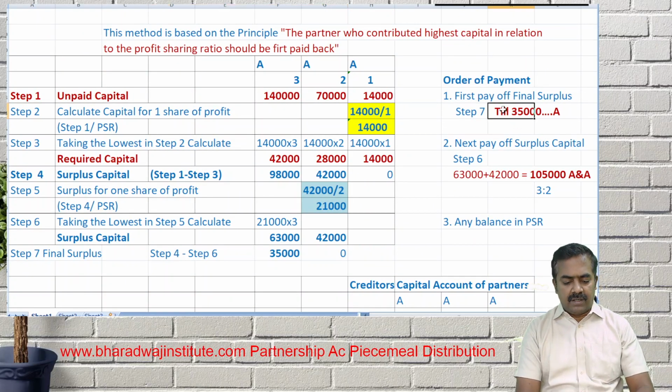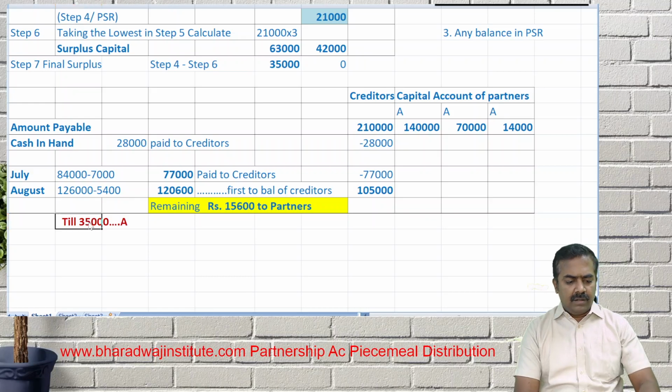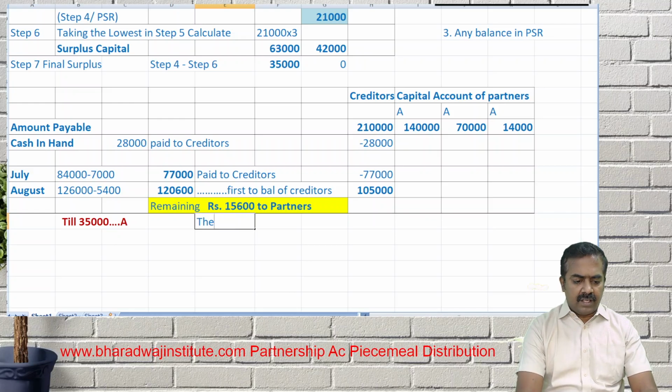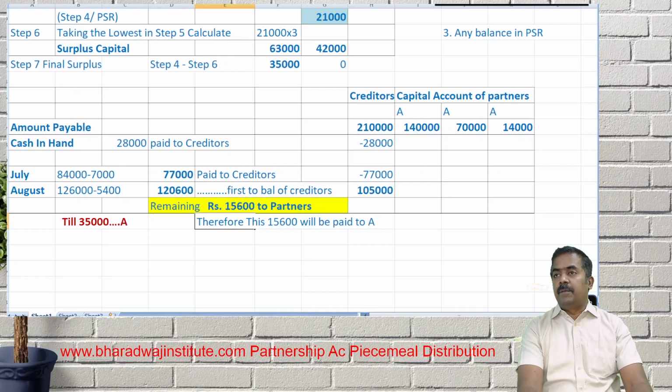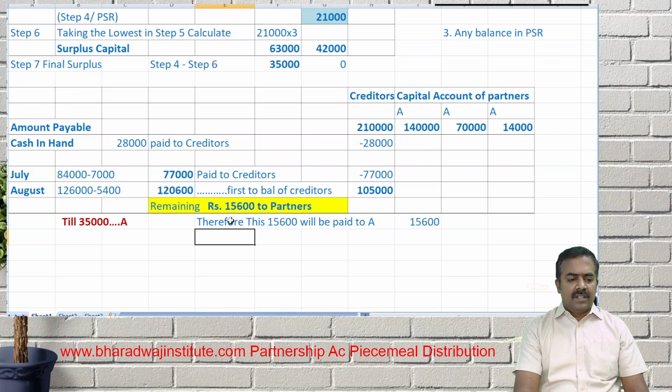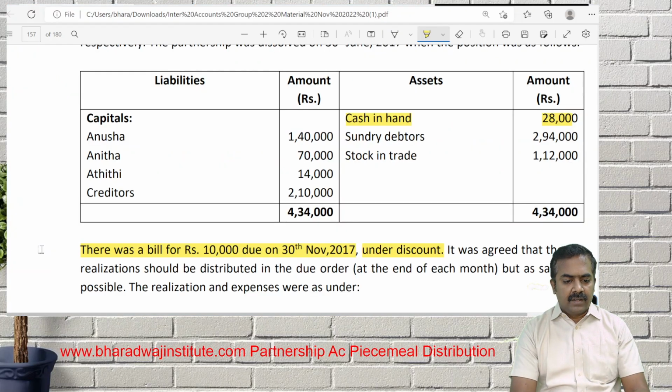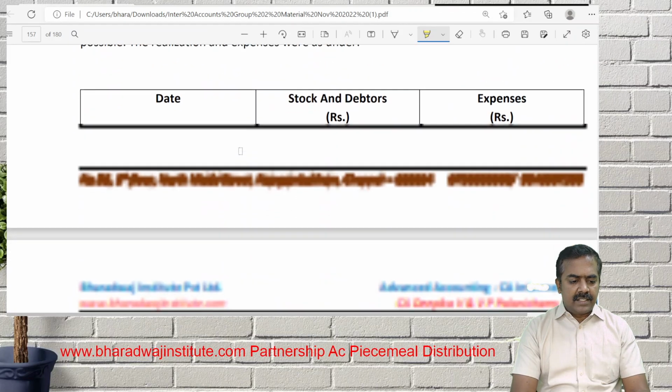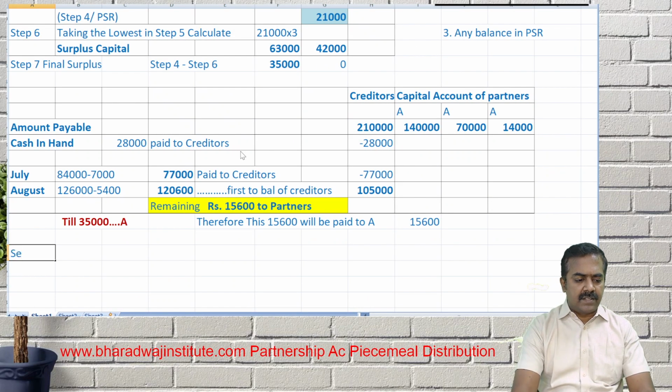Till 35,000 we can pay only to A. So this remaining 15,600 will be paid to which partner? The first partner. Pay the 15,600 to the first partner. Next, which month do we realize money? September we realize money. How much is realized in September? Net realization.